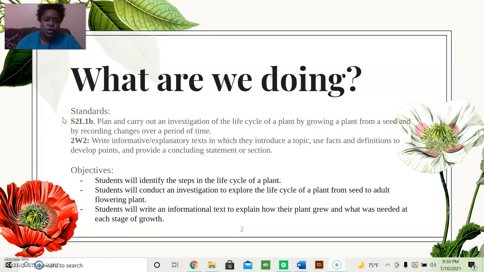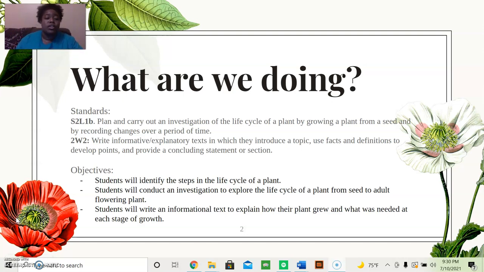So, first things first, what are we doing? Our standards are S2L1B. We are planning and carrying out an investigation of the life cycle of a plant by growing a plant from a seed and by recording changes over a period of time. So, guys, you can see already that right here where it says a period of time, that means that we're going to be looking at our plant growth over a long period of time.